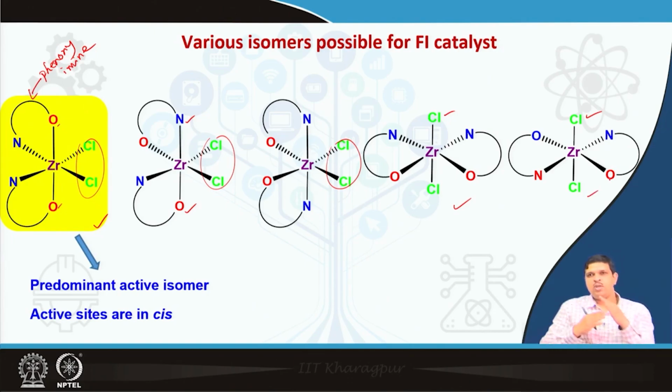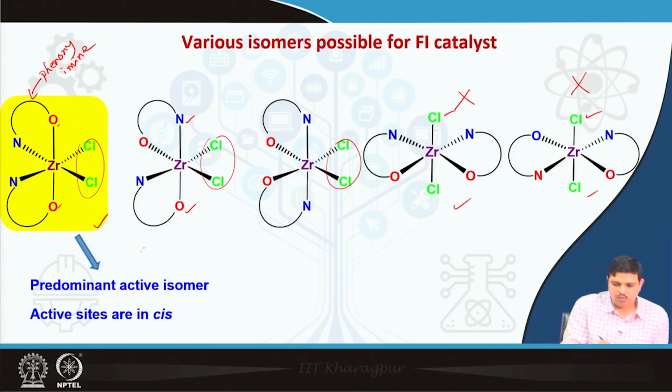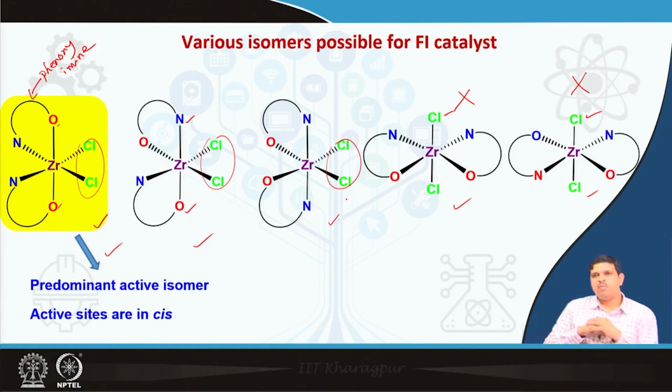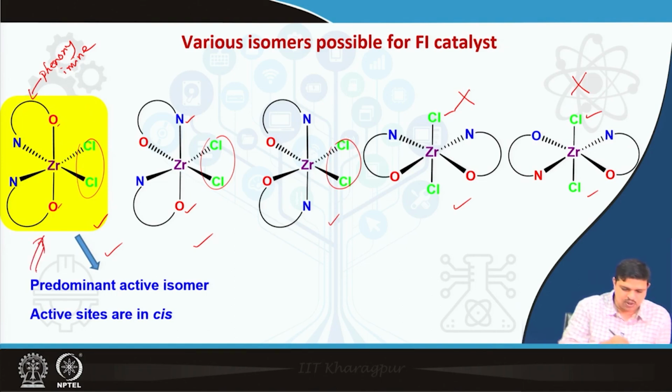There will be alkene coordination and then the insertion. So that means this will not be effective for the polymerization. So I am interested in this one, or this one. It has been observed by spectroscopic methods and also by crystal structure that this isomer is the predominant. So this is the predominant structure, and the active sites are cis, that is the matching.